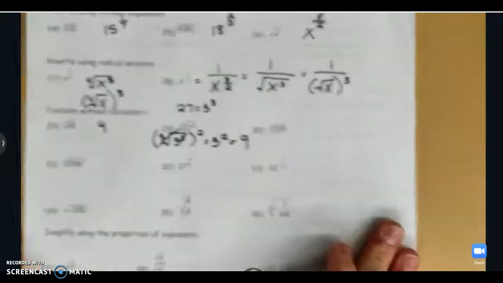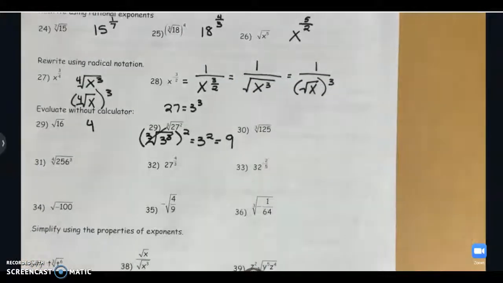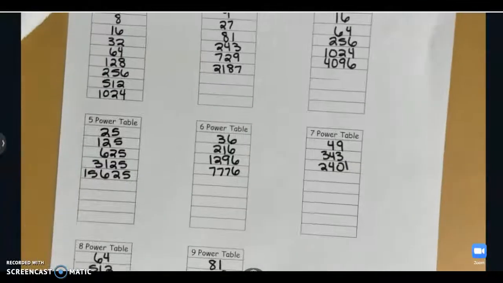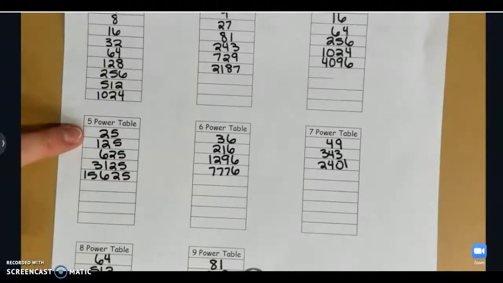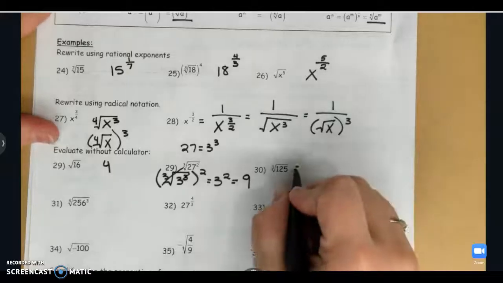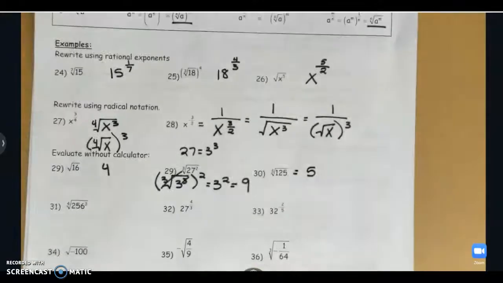Okay? Now let's take another look at 30. The cube root of 125. Is 125 a perfect cube? Let's look. If we go to our power table of 5, 5 to the 3rd is 125. So 125 actually is a perfect cube. So that is going to be 5.